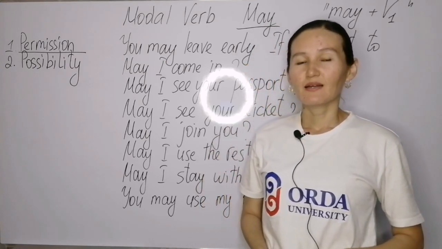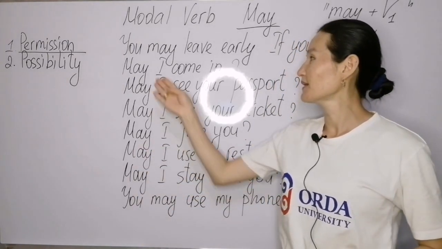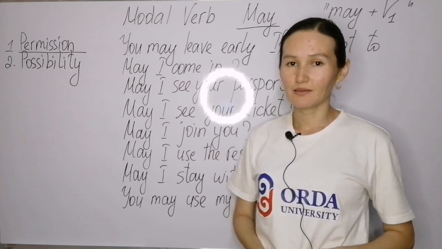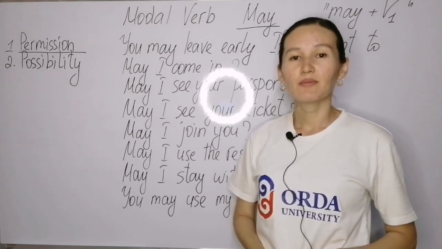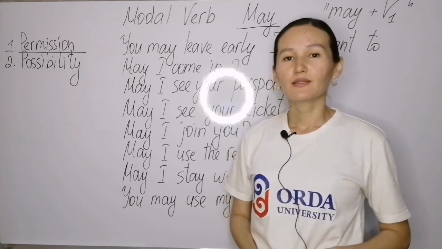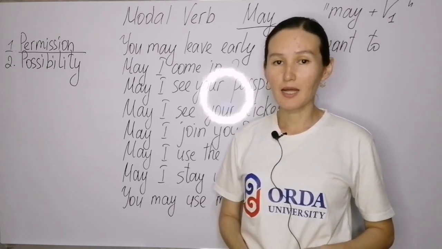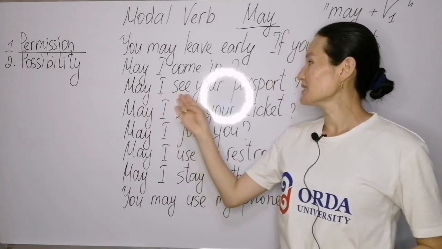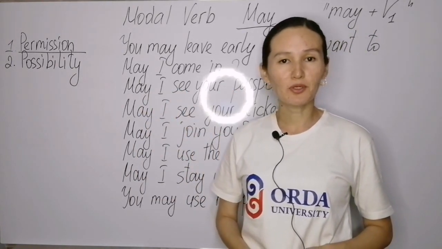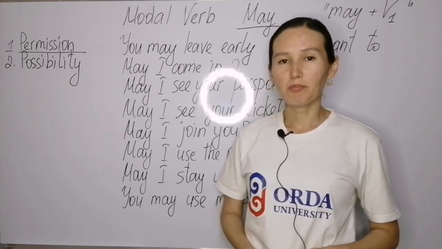Now let's take a look at the second sentence. May I come in? Again, we can see the permission. So, may plus come. May I see your passport?